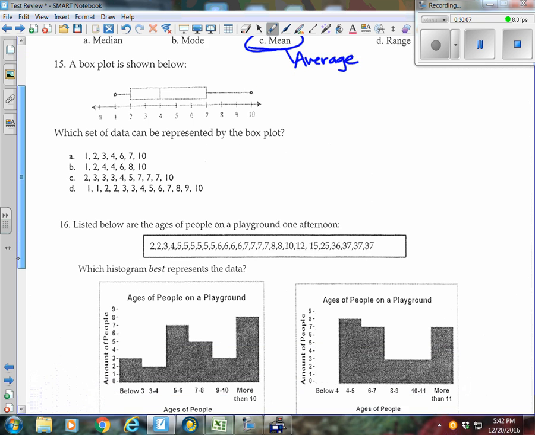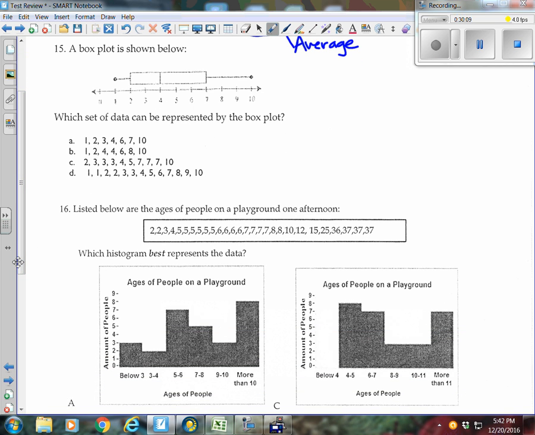Okay? 15, a box plot is shown below. Which set of data can be represented by the box plot? I have to do a little bit of work on this one to make sure. I know that 1 is my lowest, and I know that 10 is my highest. So I know that I have to have a 1 and a 10. Right away I see C does not have a 1, so C is obviously not going to be part of my answer.